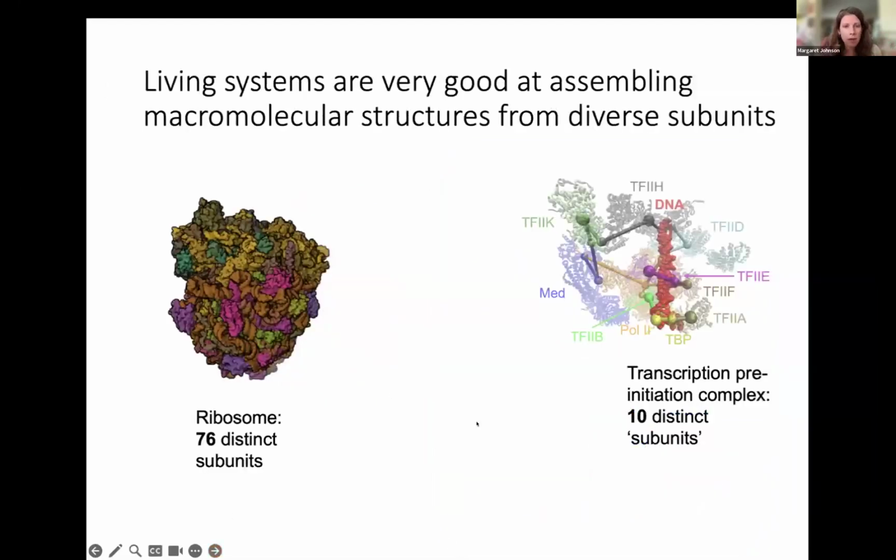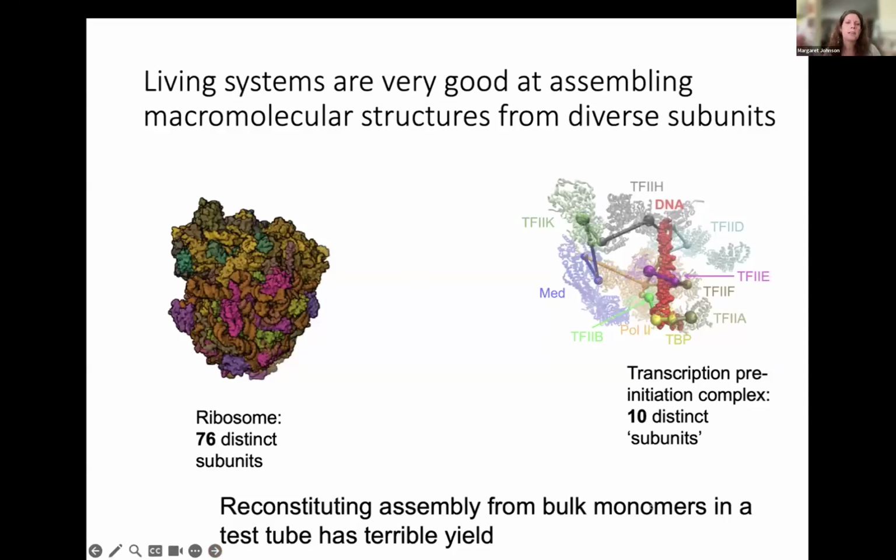Okay, and then we know, of course, that living systems are extraordinarily good at putting together these very stable structures. The ribosome here with 76 distinct subunits and RNA, this pre-initiation complex, so it does this over and over and over again. But if you take these subunits and dump them in a test tube, the yield is really abominable. And so this is not how living systems put these things together. It's not just a bulk assembly process.